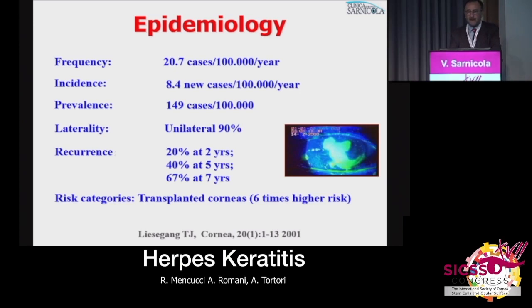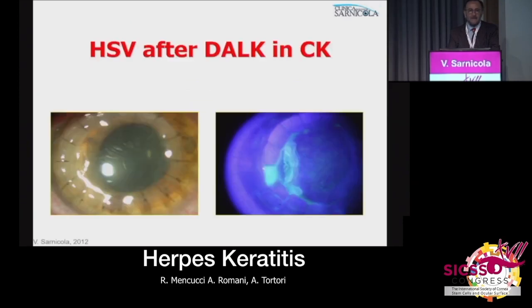One of the most characteristic signs is the laterality, which isn't present in 100% of cases, but only 90%. So you should remember that it may be bilateral. Another feature is that the recurrence of the infection may be very high, and especially that a corneal transplanted patient has a higher risk for development of this disease, 6 times as much.